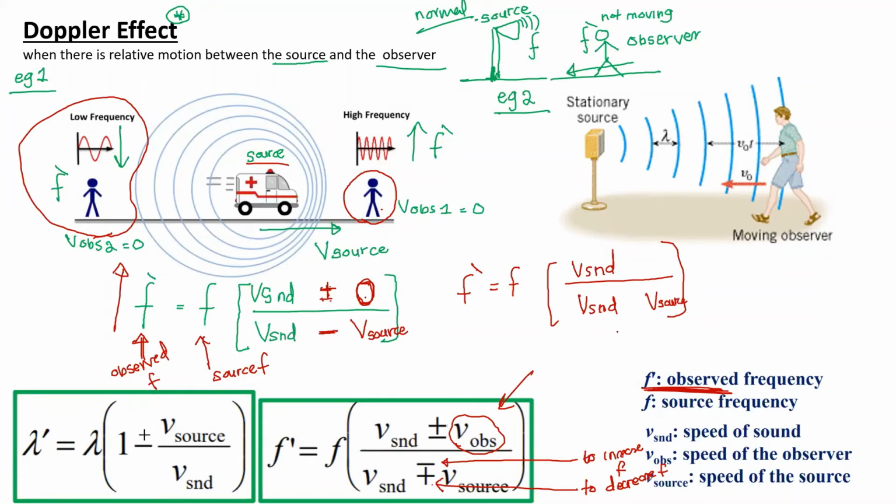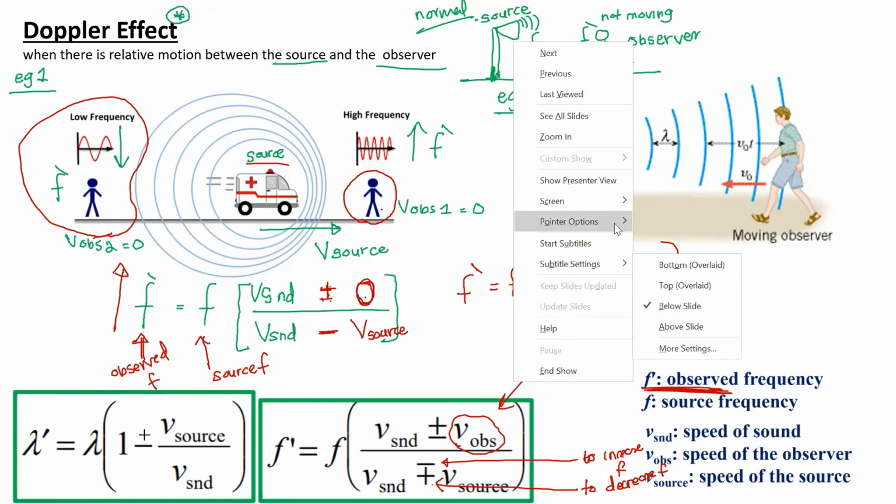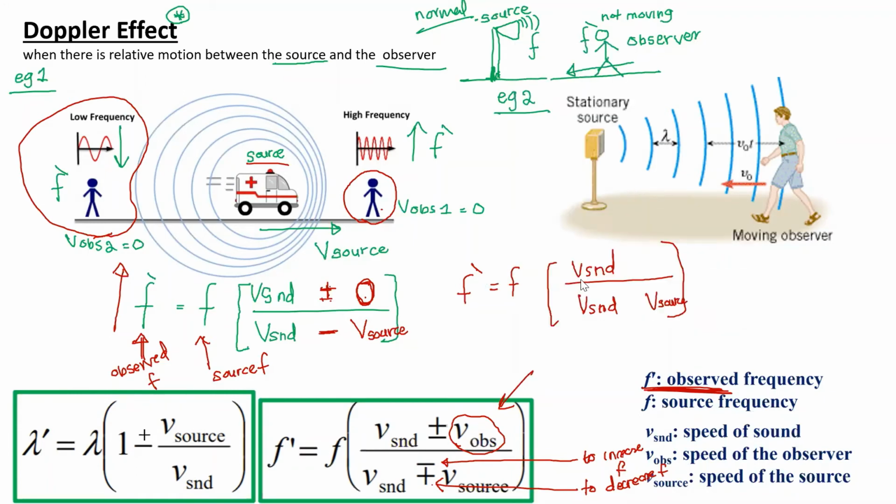So the hard part is figuring out the sign. So what should it be? Should it be positive or negative? So the frequency that this observer 2 is going to hear should reduce, right? So like I said before, to decrease the frequency, you select the lower sign. See, lower sign is plus. So we select plus.